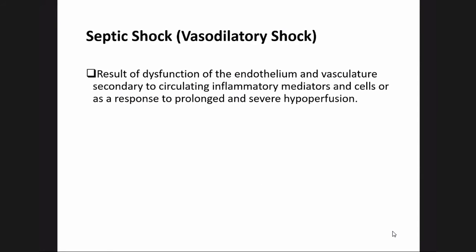Next, we have septic shock or vasodilatory shock. This results from dysfunction of endothelium and vasculature secondary to circulating inflammatory mediators and cells or as a response to prolonged and severe hypoperfusion. So in vasodilatory shock, hypotension results from failure of vascular smooth muscle to constrict appropriately. So this is characterized by vasodilation with resultant hypotension and resistance to treatment with vasopressors.